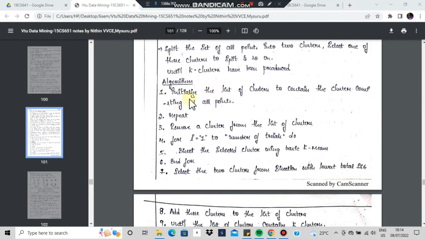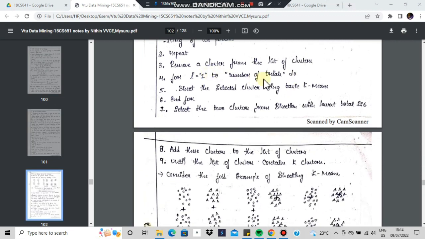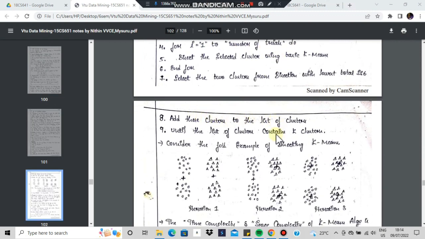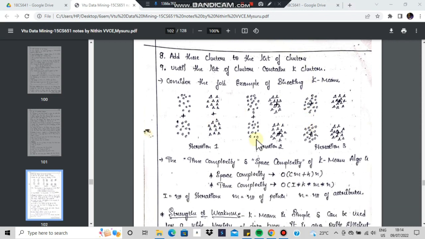The key point here is that we'll have a list of clusters. We'll take one cluster and divide it into two parts and see if it is more efficient. If it is more efficient, we'll add it to the list of clusters. If it's not, we won't add it. We'll do that until the total of k clusters is made. Okay, that's all that is happening here. We can go through it.